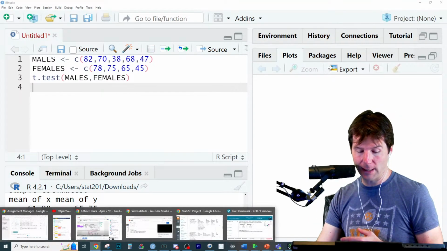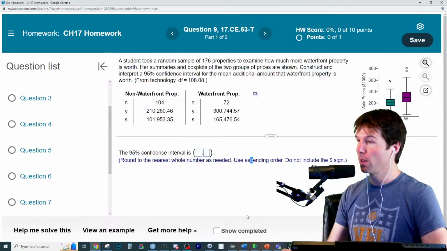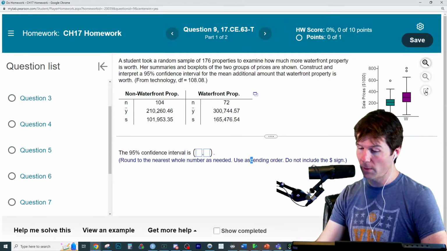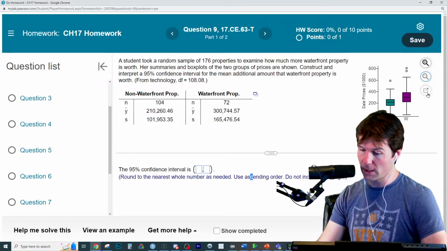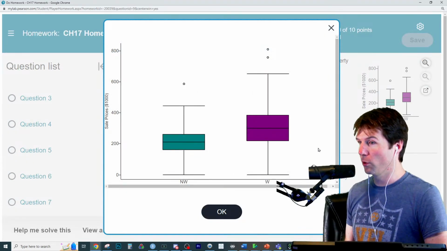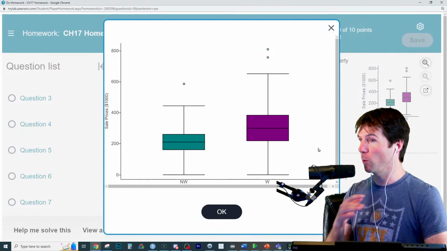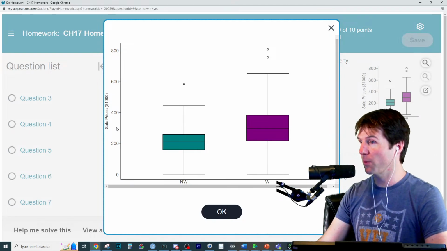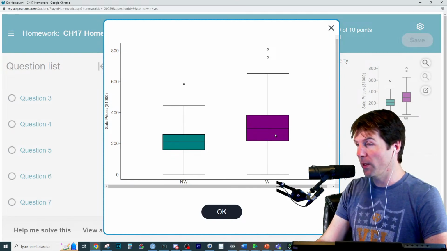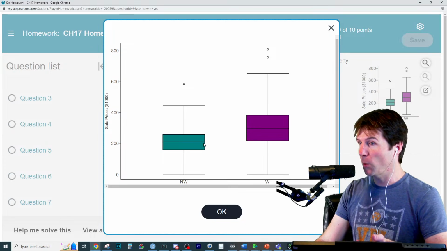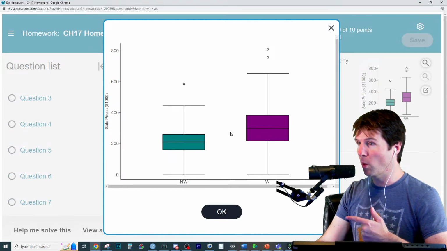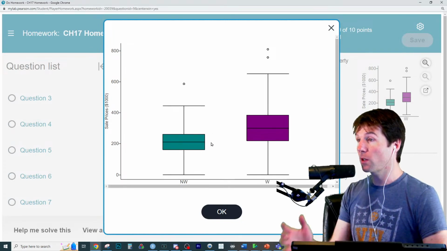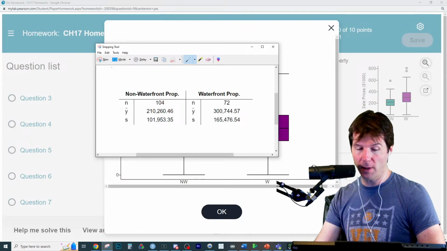So if you look at the MyPearson problem, you have 2 groups. 2 groups can be displayed by side-by-side box plots right here. So you got 2 groups, not waterfront property and waterfront property, being compared on the sale price. And it's pretty clear and pretty obvious just by looking at it that waterfront property is selling for more, and I'm comparing medians. This also goes to the project, which has side-by-side box plots.